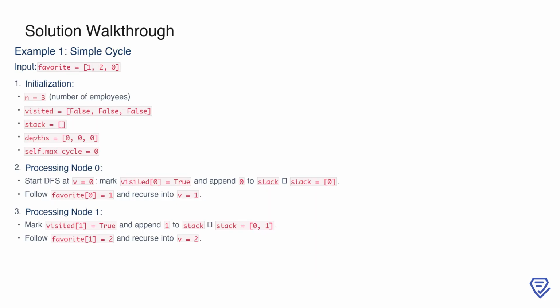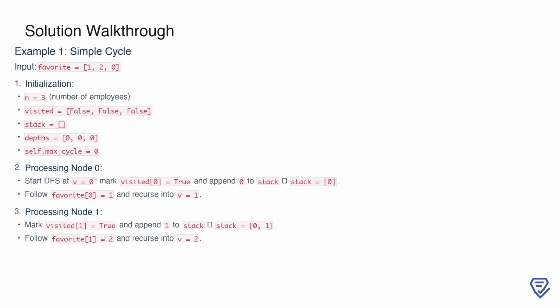To solve this problem, we start by analyzing the first example where the input is favorite equals [1, 2, 0]. Here, we have 3 employees, so n equals 3. We initialize an array visited to keep track of which nodes have been visited, a stack to simulate the depth-first search process, and depths to store the maximum depth of each node. Additionally, we set self.max_cycle to 0, which will help us track the largest cycle length.